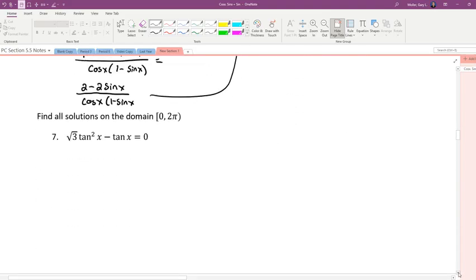All right, we're moving off of that. Now we're going to solve some equations. Find all solutions on the domain 0 to 2 pi. So once around the circle, 0 to 2 pi, how many different angles will satisfy this?